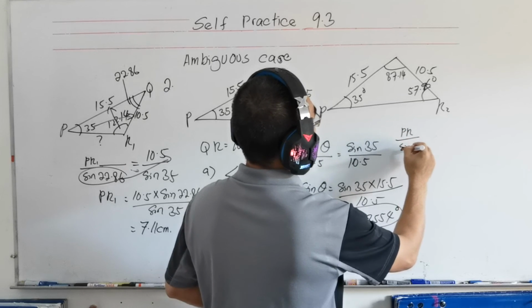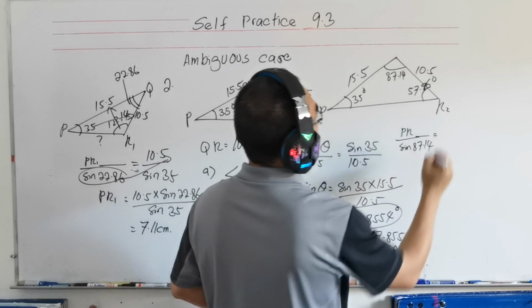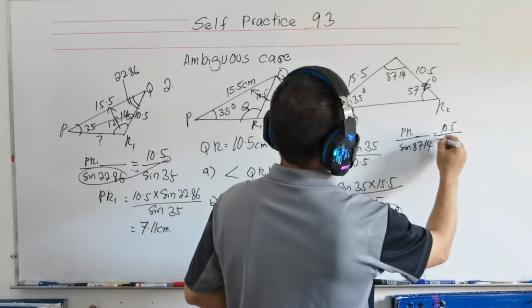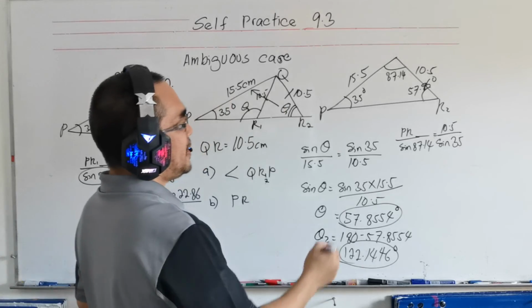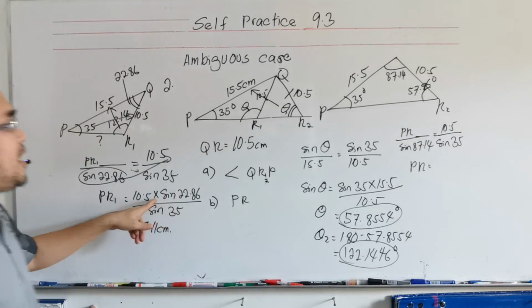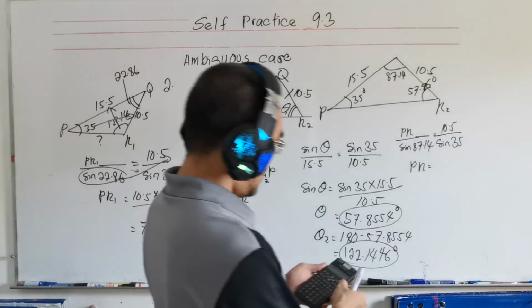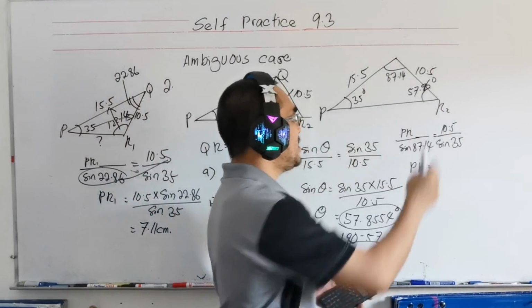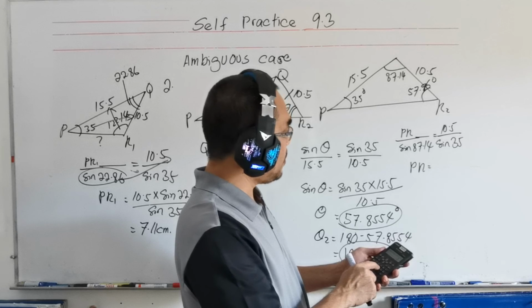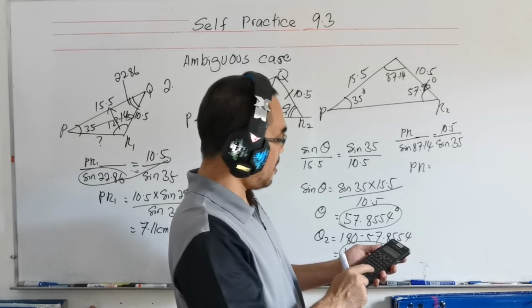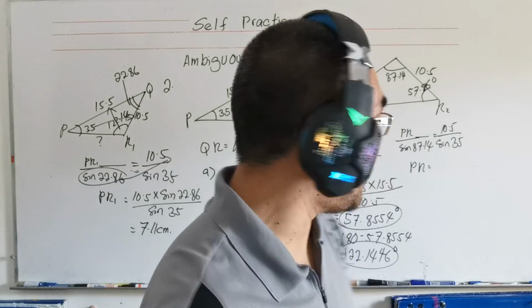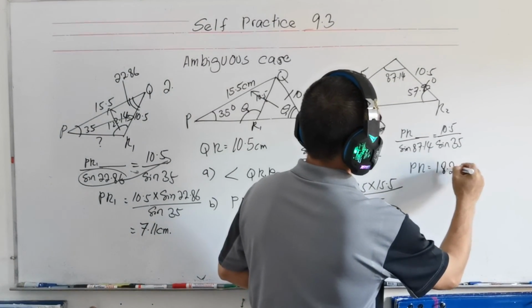So we say PR over sine 87.14 equals 10.5 over sine 35. Similarly, you just move this to the other side, it becomes multiplication like this. There is no extra mark to write it down. You just need to key in the value correctly. 10.5 times sine 87.14 divided by sine 35. So we have 18.28. So 18.28 centimeter.